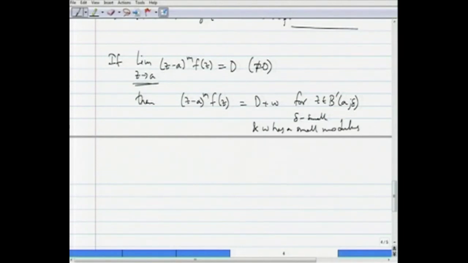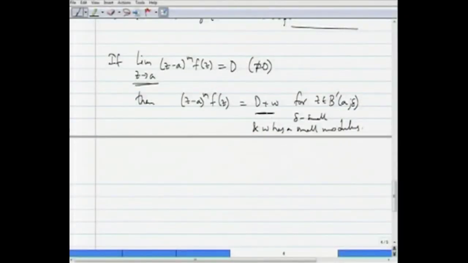So, that is what limit means anyway. The modulus of (z minus a) power m times f of z is between the modulus of d plus epsilon and the modulus of d minus epsilon. So, given an epsilon, I can make this kind of statement. Approximately, the modulus of the right hand side is close to the modulus of d.